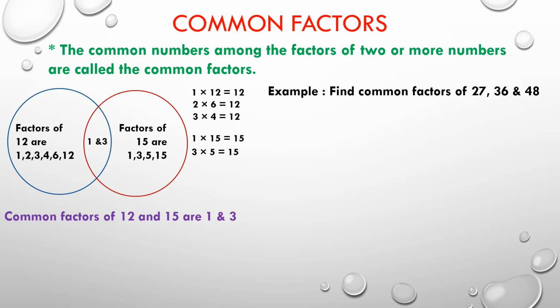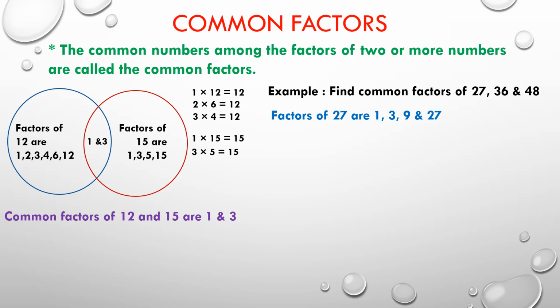Find common factors of 27, 36 and 48. So first we are going to find out the factors of 27. 1 times 27 is 27. Then in the table of 2 there is no 27. In the table of 3, yes, 3 times 9 is 27. In the tables of 4 and 5 there is no 27. 6, no. 7, no. 8, no. Yes, in the table of 9 there is 27 and 9 is already written. So 1, 3, 9 and 27 are the factors of 27.